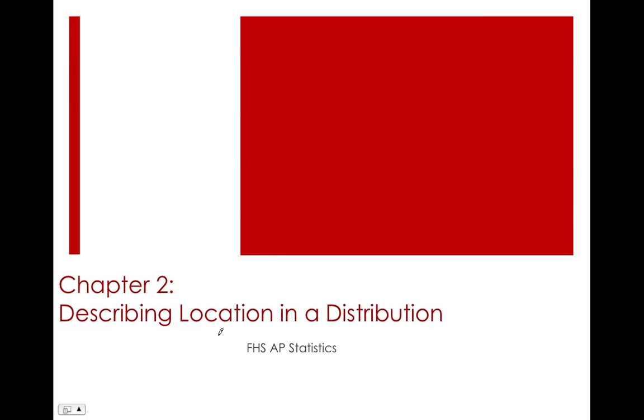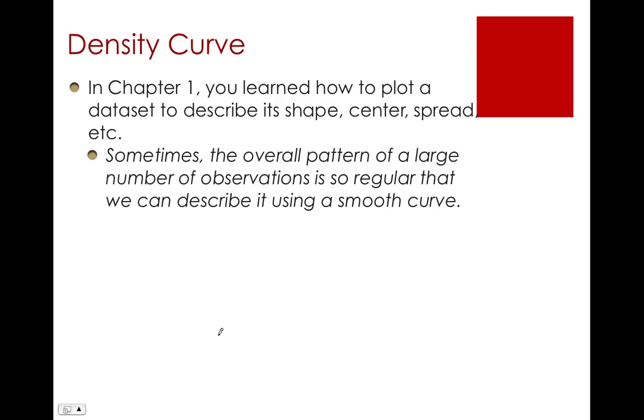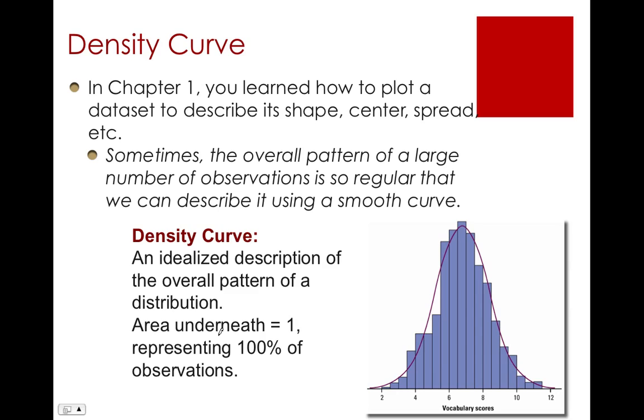So Chapter 2 is all about describing location within a distribution. In Chapter 1, you learned how to plot a set of data and to describe its center, shape, and spread. Sometimes, though, the overall pattern of a large number of observations is so regular that we can instead describe it using a smooth curve. So I can take this histogram, which is based on so many observations, and I see this really clear pattern. And so instead of just using the histogram, I can smooth over it using this curve. You've seen me do this a few times, and this curve is called a density curve.